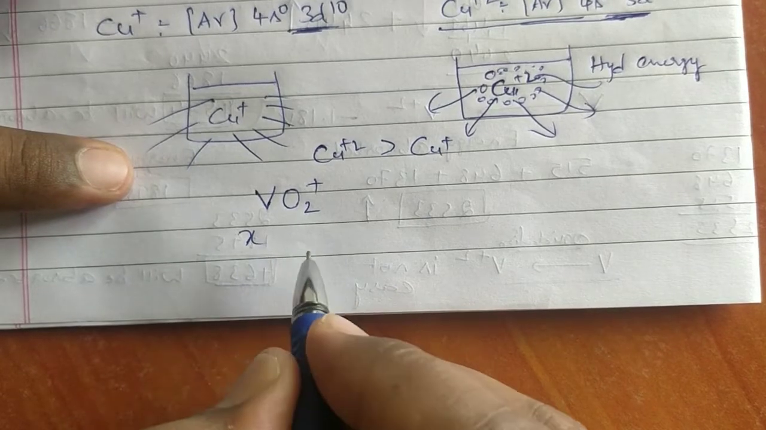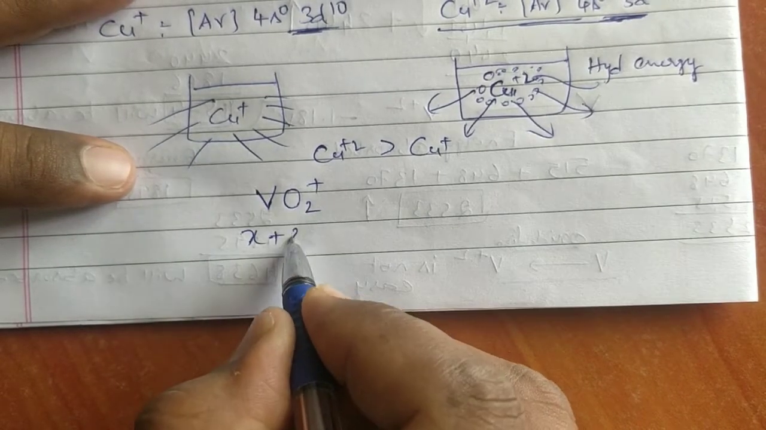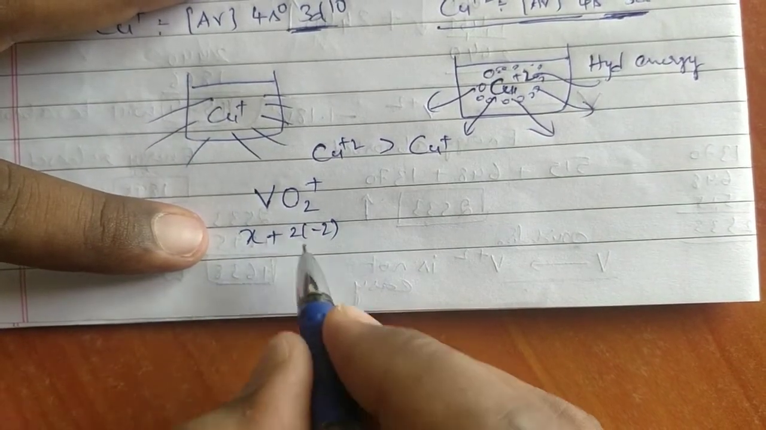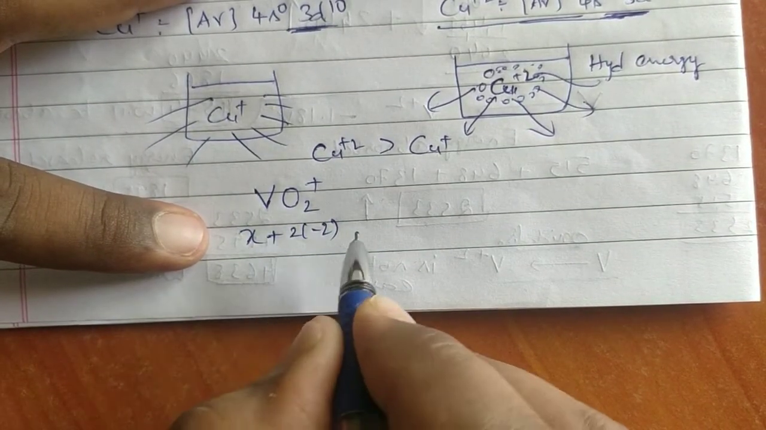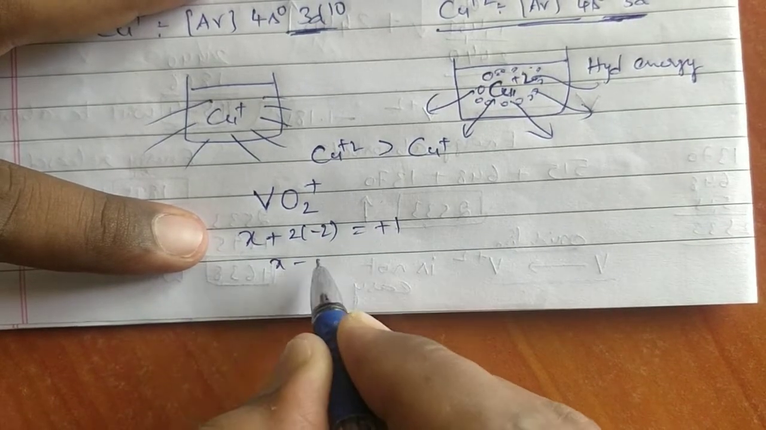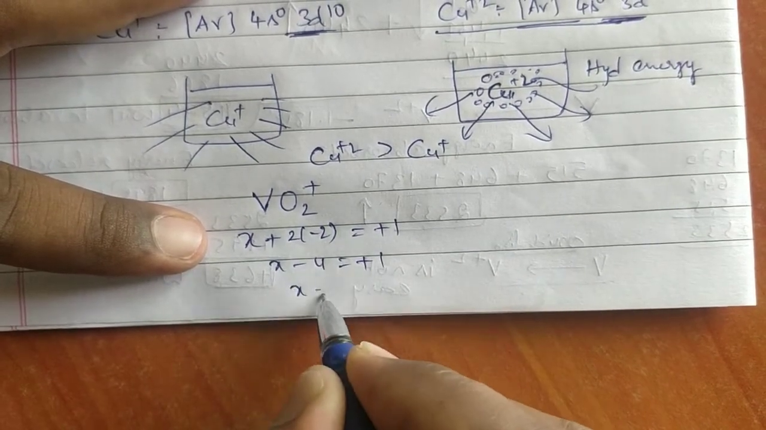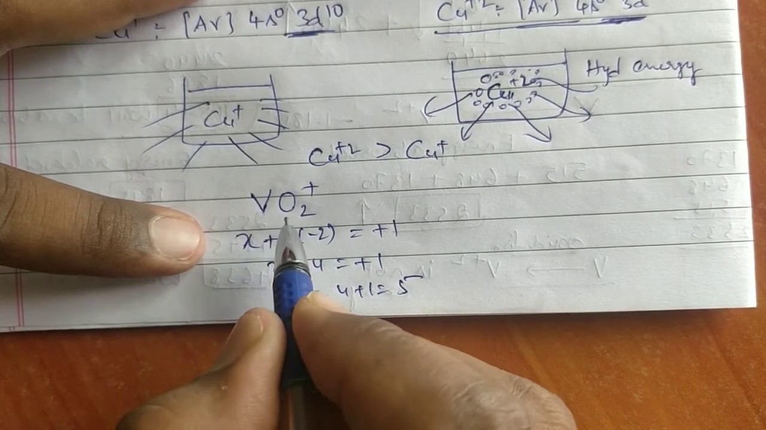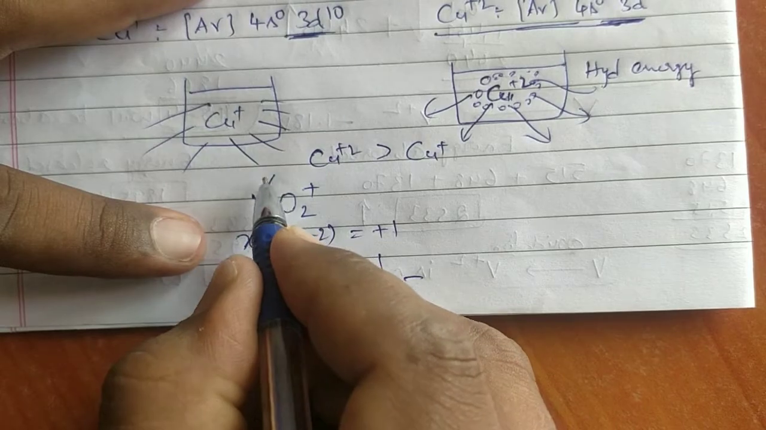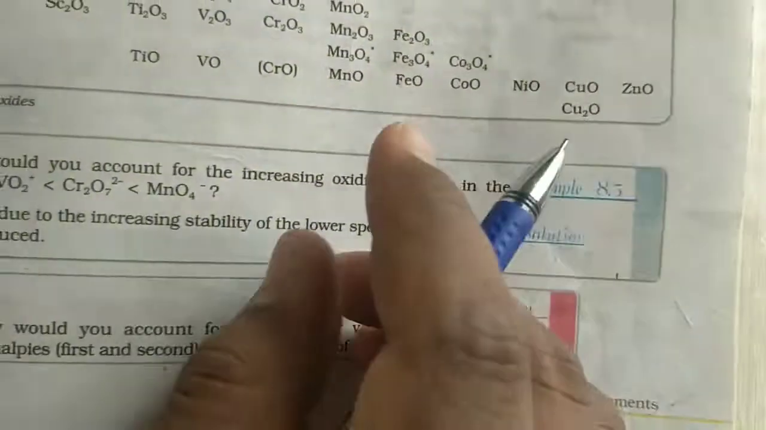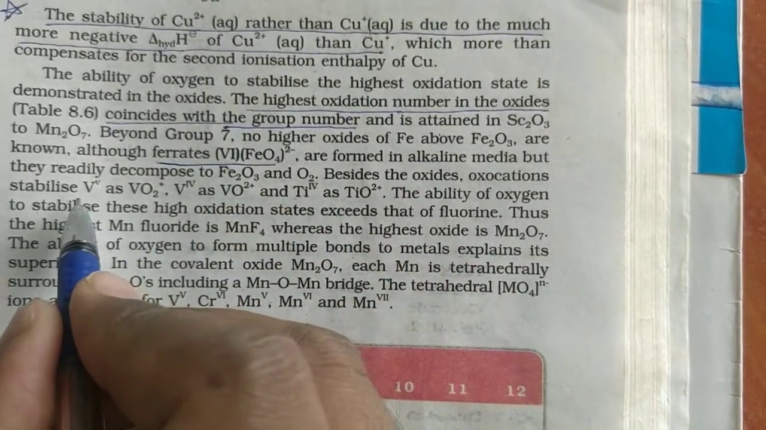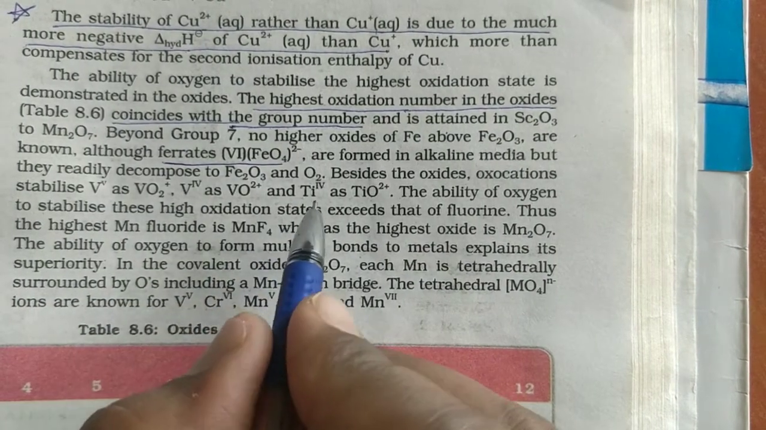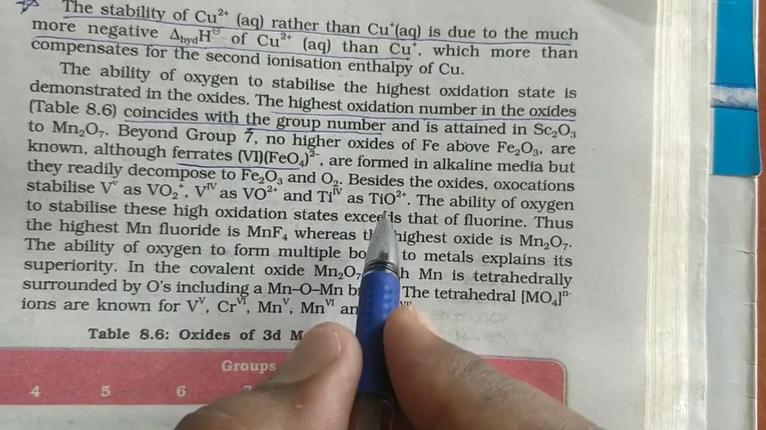Let the oxidation number of vanadium be X, plus 2 into minus 2. General oxidation number is minus 2 for oxygen. How many atoms are there? 2. X plus 2 into minus 2 is equal to plus 1. X minus 4 is equal to plus 1. X is equal to 4 plus 1, which is 5. So vanadium oxidation number in VO2+ is 5. That's why they wrote V5 as VO2+, V4 as VO2+ and titanium 4 as TiO2+.